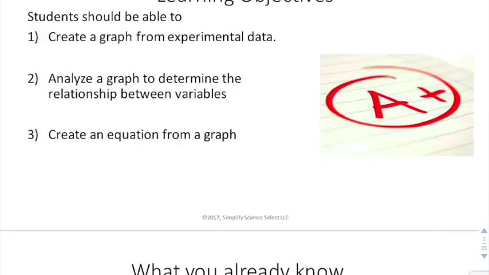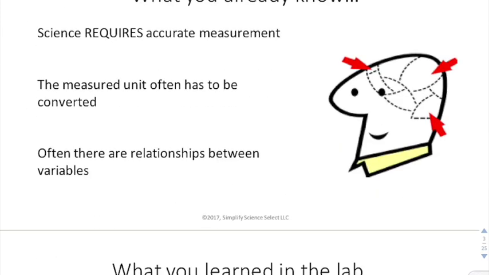So the first thing, you should be able to create a graph from experimentally determined data. You should be able to analyze a graph to determine the relationship between variables. And you should be able to create an equation from the graph. So what you should already know is that science requires measurement. And these measurements are often converted from grams to kilograms or meters to centimeters. And there's often a relationship between variables that are measured.